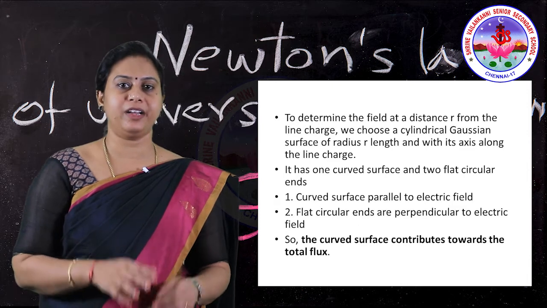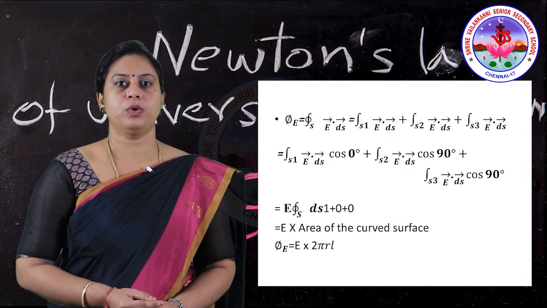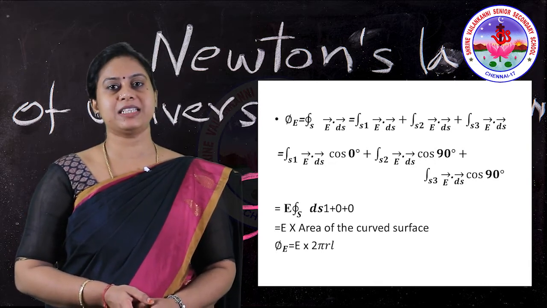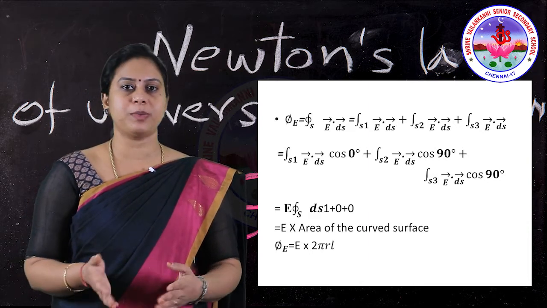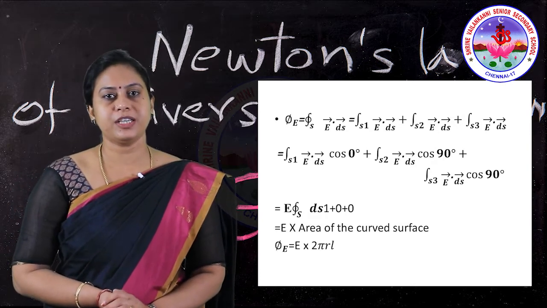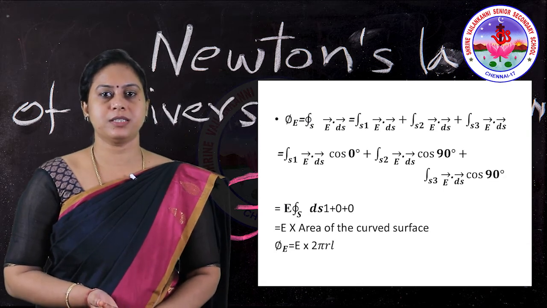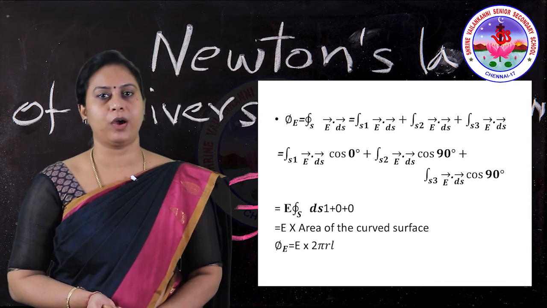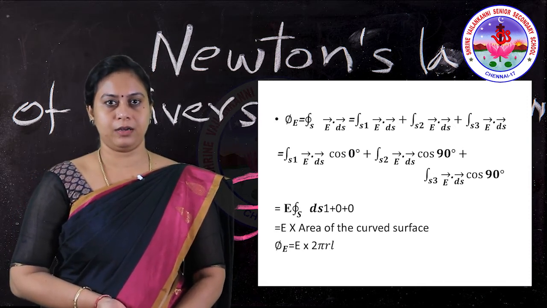Then applying the electric flux phi E, which is equal to closed integral over S E dot ds. We can take ds1 for the curved surface. So ds2, ds3 automatically cancel out because of cos 90 degrees. Then closed integral over S E dot ds cos 0, that is ds1. So the area of the curved surface is what? 2 pi rl. Then phi E is equal to E into 2 pi rl.